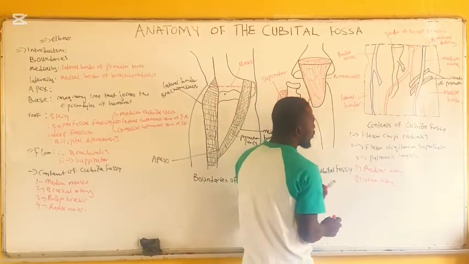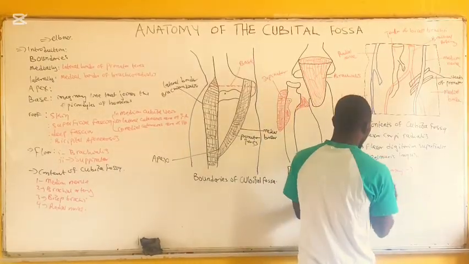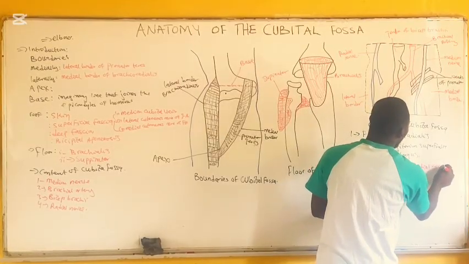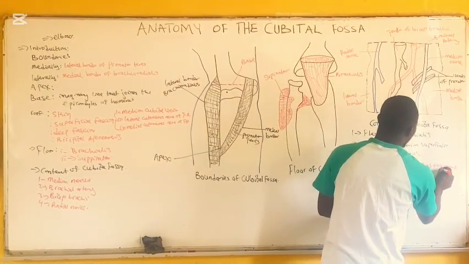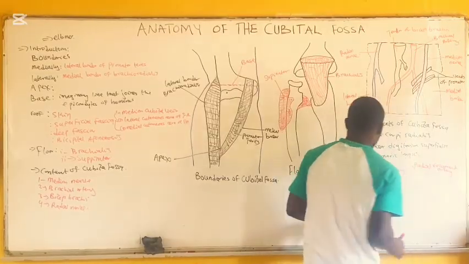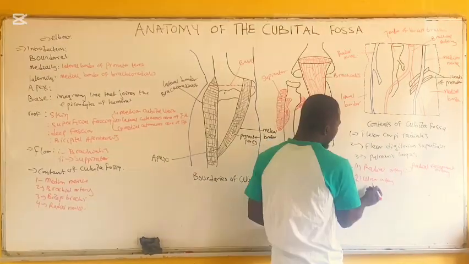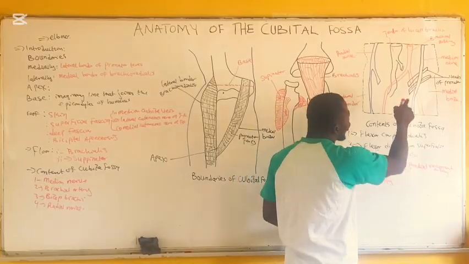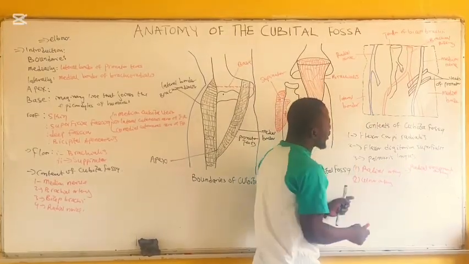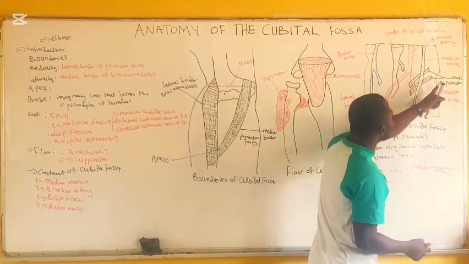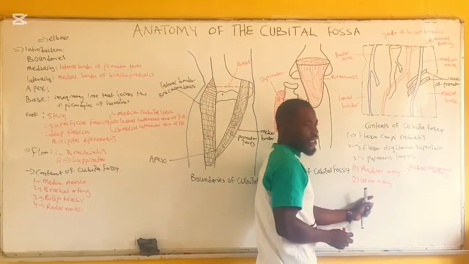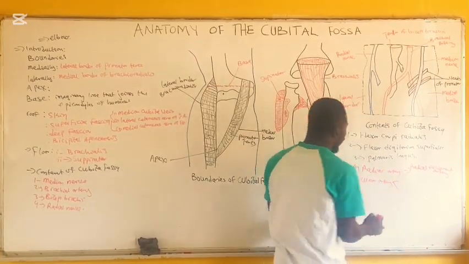The radial artery gives off a branch called the radial recurrent artery. While the ulnar artery is deeper than the radial artery, and it goes deep to the ends of the pronator teres. It is separated from the median nerve by the deep head of the pronator teres, and it gives off the following branches.